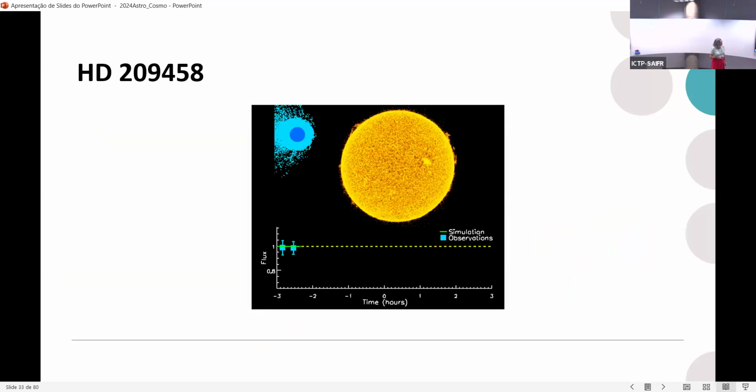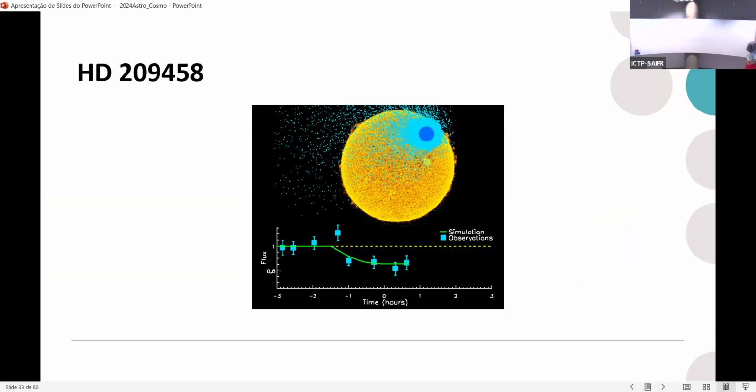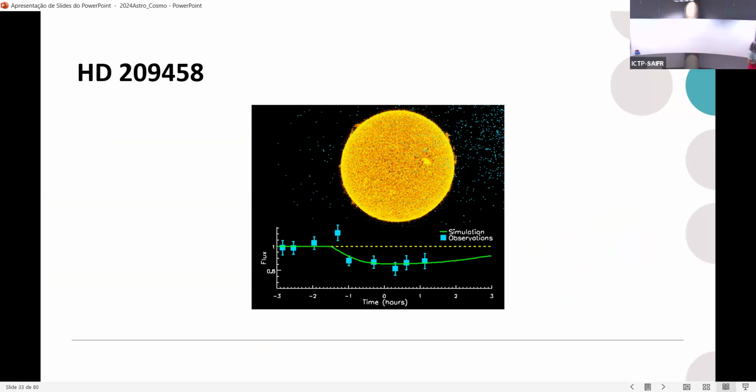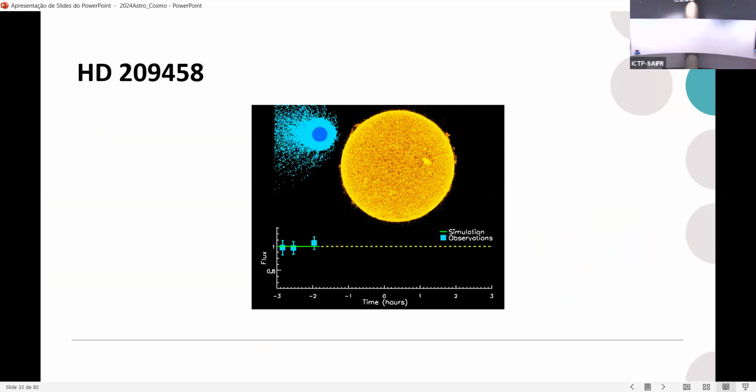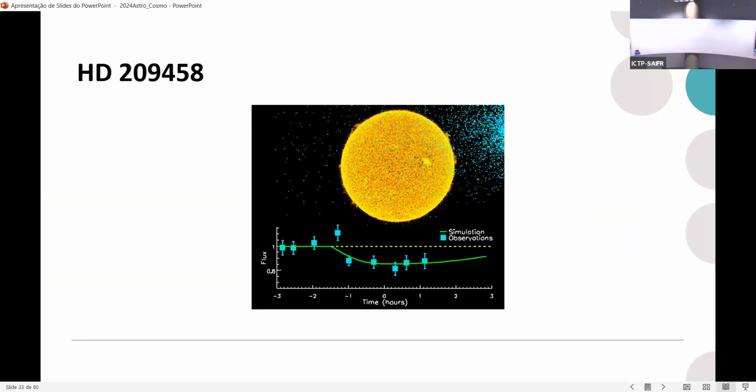And here are observations for the star HD 209458A, which had the first detected planet in transit. And you can see how the ultraviolet transit is much deeper. Well, it doesn't have the optical one here, but it's much deeper than the optical one.